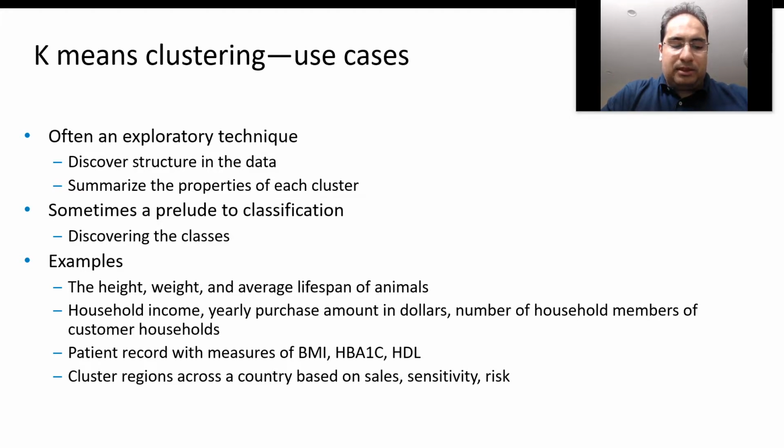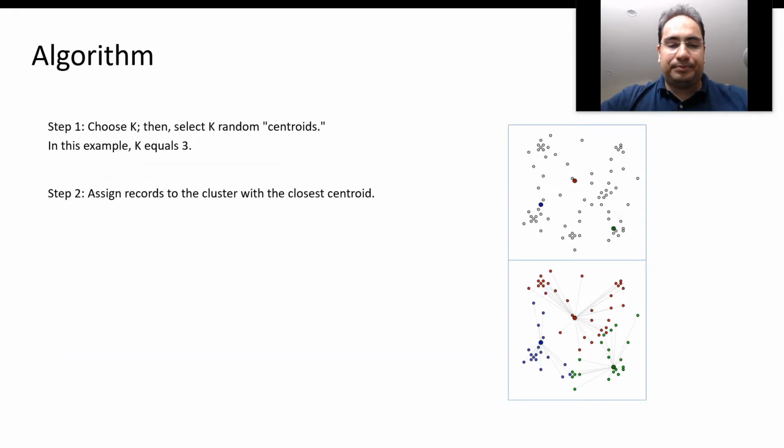Some examples: you provide the height, weight, and average lifespan of animals, and it tells you what different species there might be. Or you provide household income, yearly purchase amount in dollars, and number of household members, and it tries to create some categories of the different kinds of families you have in your data. That's going to help you create clusters and different groups without knowing the actual classes.